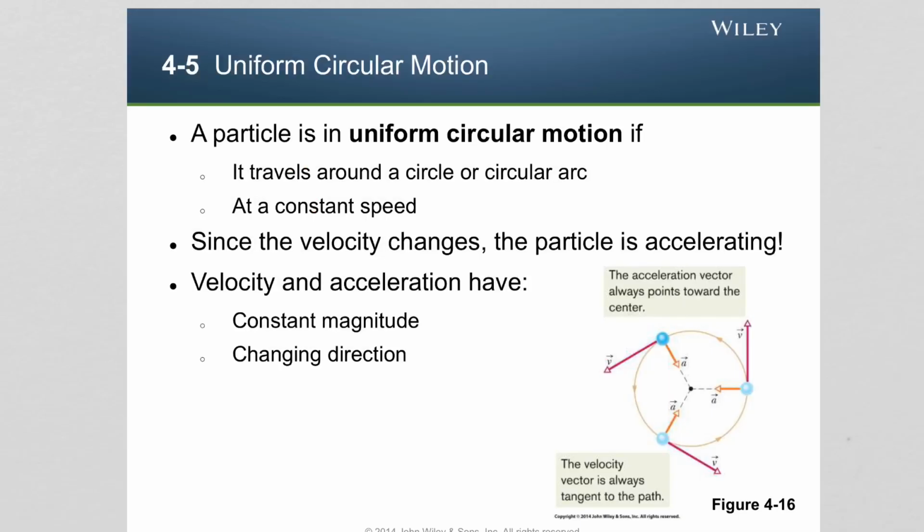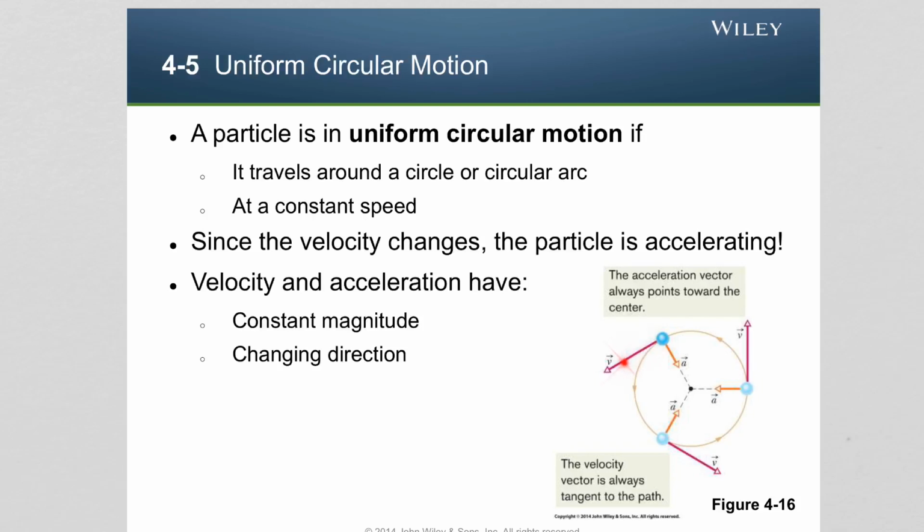The second type of multidimensional motion that I mentioned before was uniform circular motion. A particle is in uniform circular motion if it travels around a circle or circular arc at constant speed. Since the velocity changes, the particle is accelerating. So what does that mean?